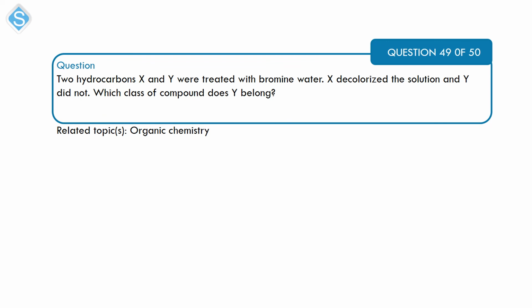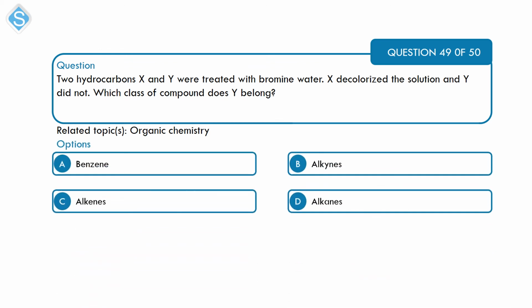Okay, two hydrocarbons X and Y are treated with bromine water. X decolorizes the solution and Y did not. Which class of compound does Y belong? A, benzene, B, alkynes, C, alkenes, and D, alkanes.